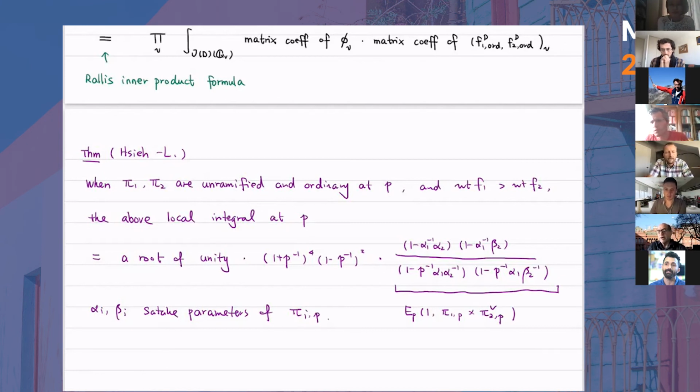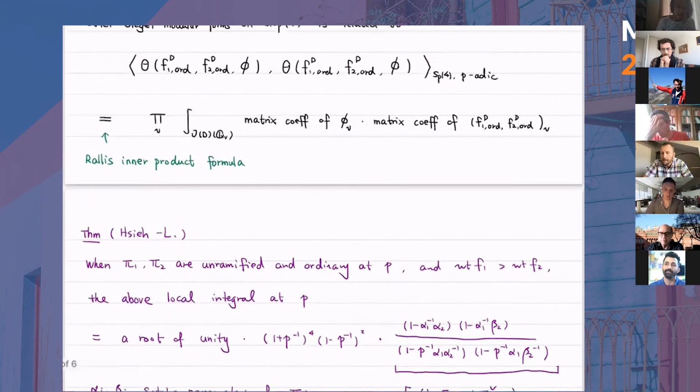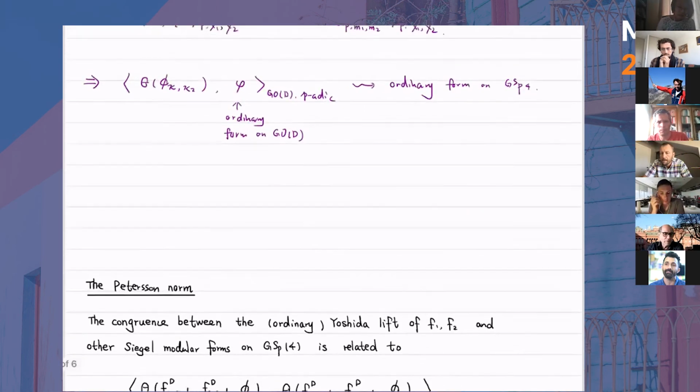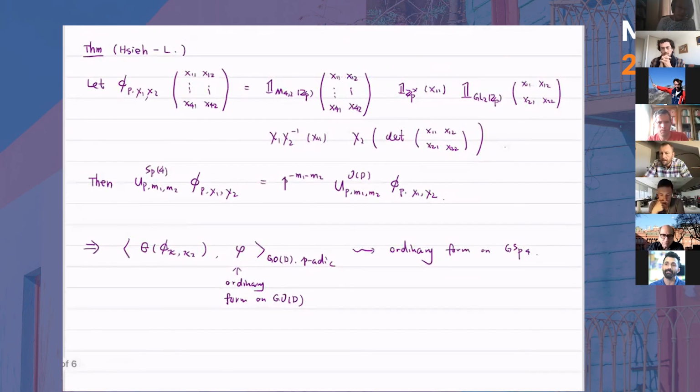I'm wondering whether the property of finding a test function, a Schwartz function, such that the U_p operator for the orthogonal group is related to the U_p operator for the symplectic group, whether that can be done, for example, for unitary group theta correspondences in general, because if you can do that, then you can probably construct square root p-adic L-functions in great generality.